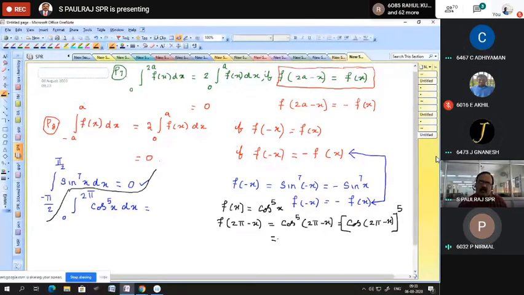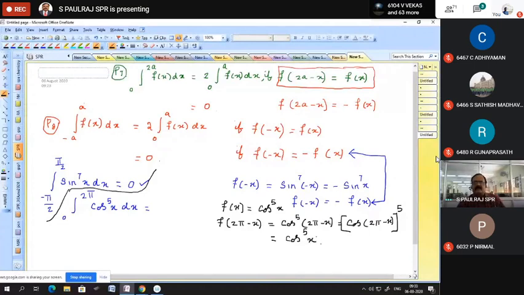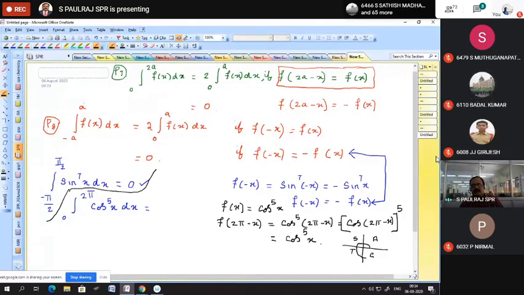It is cos x only, no minus. Cos of 2 pi minus x lies in the fourth quadrant, where cos is positive, and since 2 pi does not change the function, cos becomes cos only.